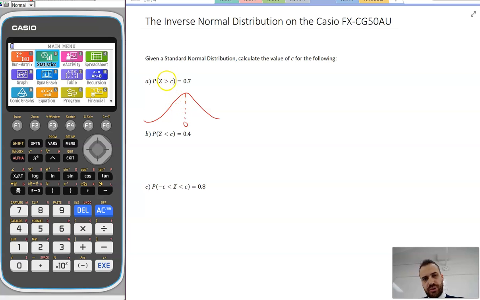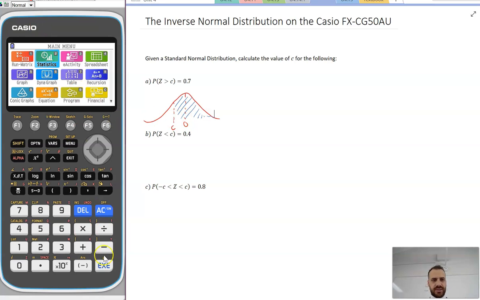Now, it's greater than C, so that means that C has got to be on this side, right? Because for it to be greater than, I'm going to shade in this bit here. And that has to be 0.7, what I've shaded. If that didn't make a lot of sense, don't worry, because we're going to talk about that again when we use the calculator right now.